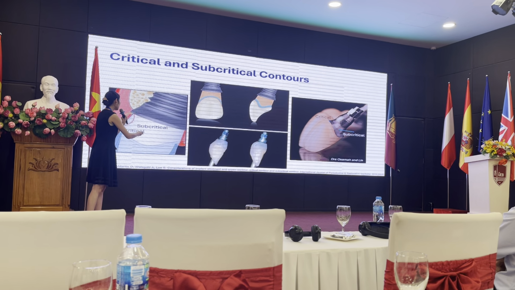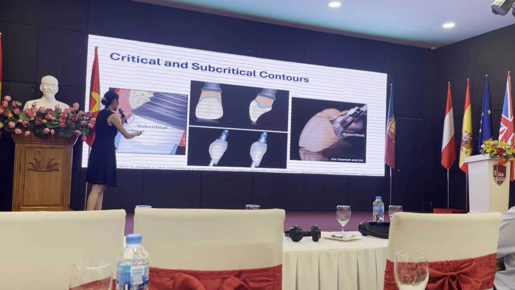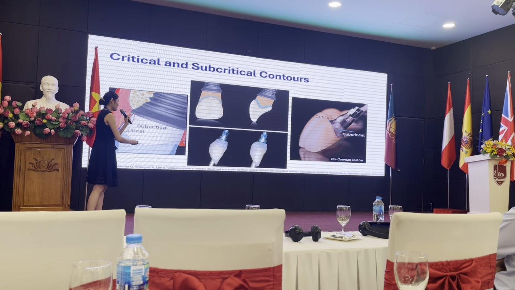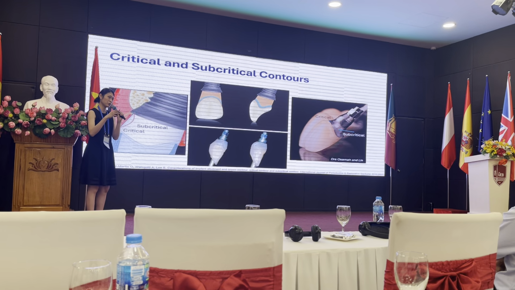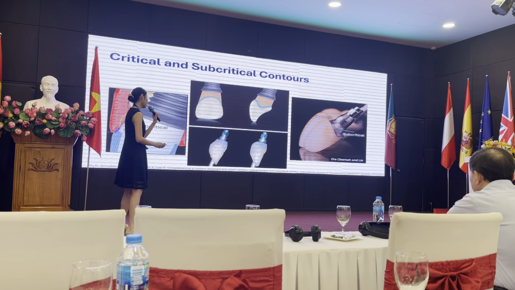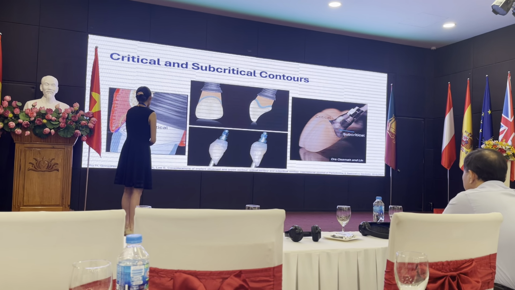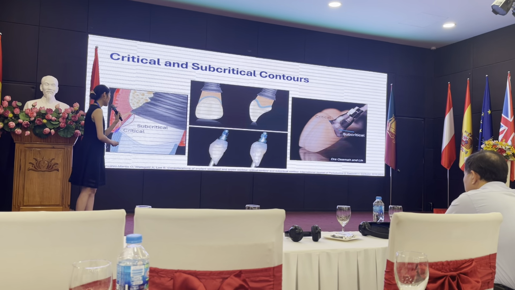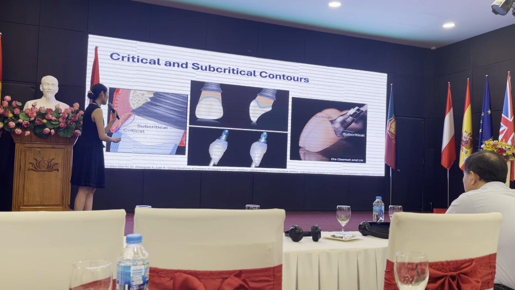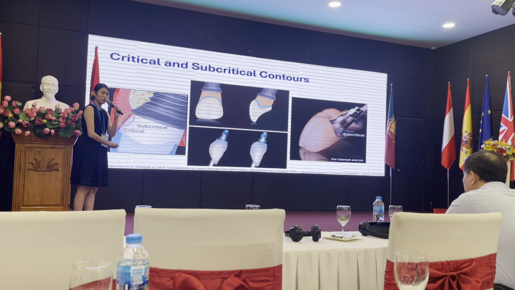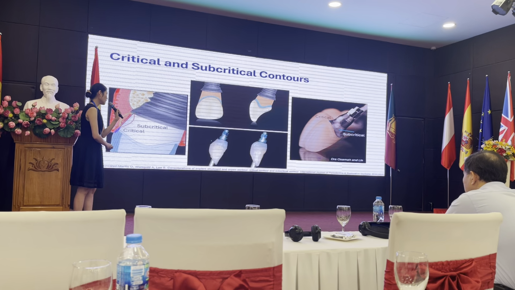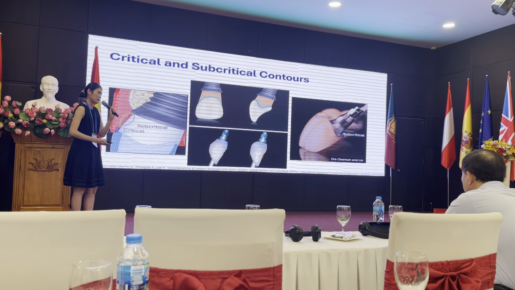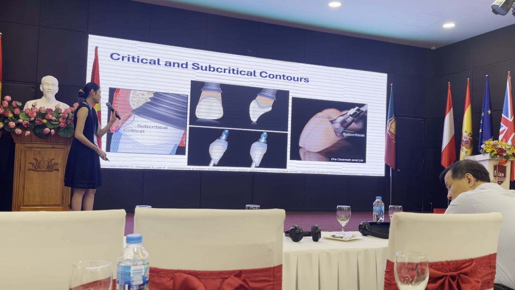The critical contour is at the highest spot of your crown apical margin, and that will determine where your future CJ is coming from your implant. And also we have the subcritical contour that is immediately below the critical contour to the implant envelope, and that will help us to form the peri-implant soft tissue. It can be flat, convex, or concave, depending on what you like your tissue to be.